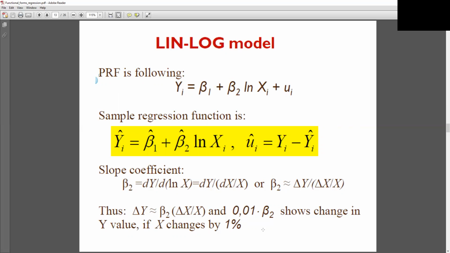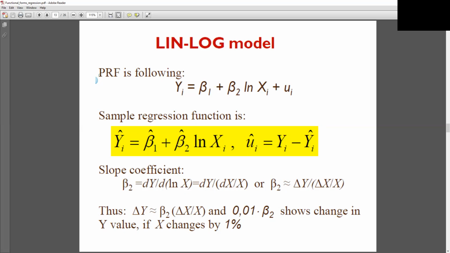Now, how to interpret? Here, if X changes by 1%, then Y changes by beta2 divided by 100. If X changes by 1%, then Y changes by whatever beta2 value you're getting, divided by 100. If you divide 1 by 100, you get 0.01. So you can multiply 0.01 into the beta2 value.